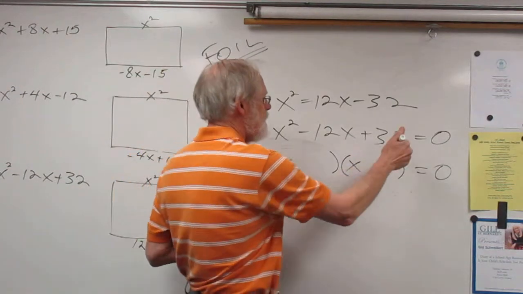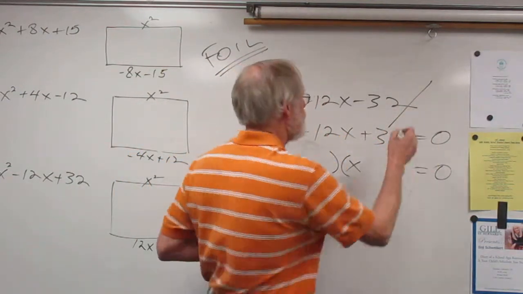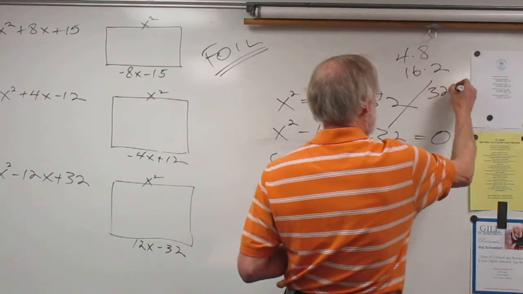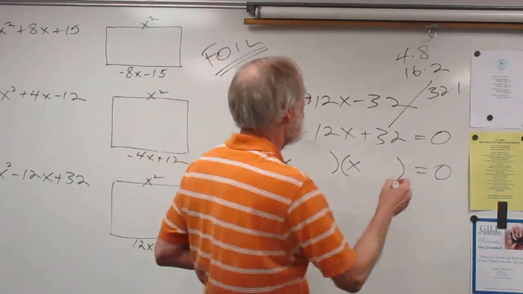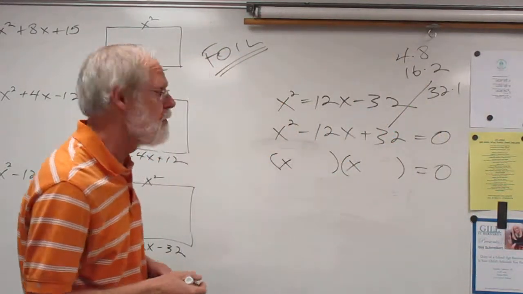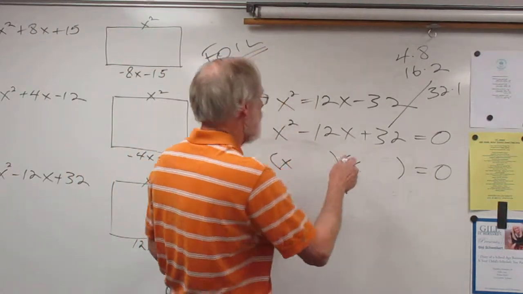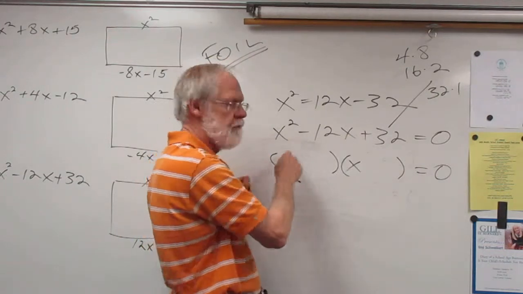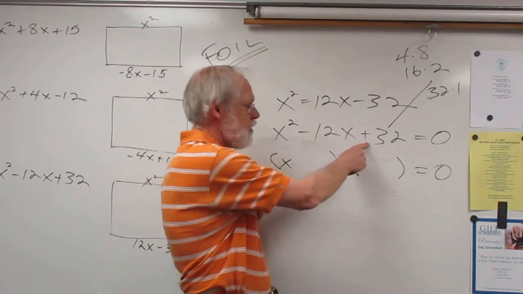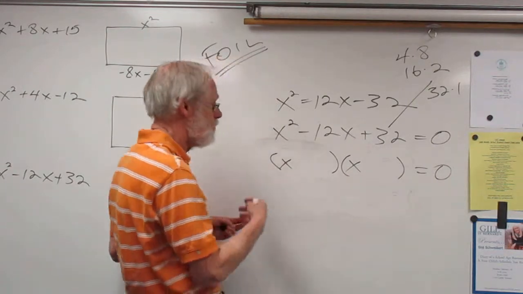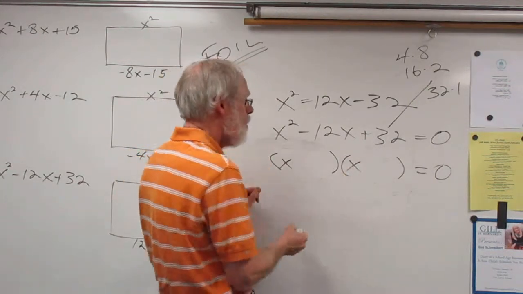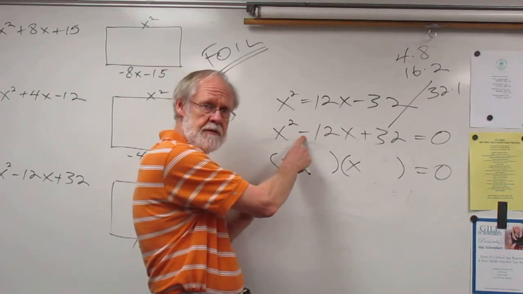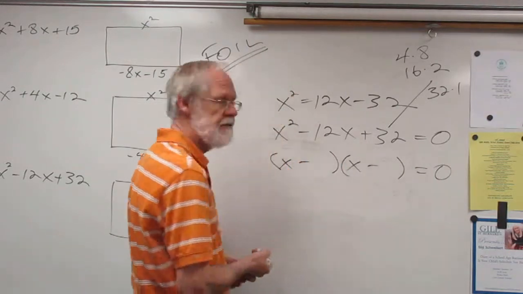Okay, I need two numbers that multiply together to give 32. So that could be 4 times 8, or 16 times 2, or 32 times 1. Okay, I think I have all three of them. Now, in the middle, notice the signs. We have a plus over here and a minus over here. The only way to get a plus here is if I multiply a plus times a plus, or a minus times a minus. In this case, it has to be a minus times a minus because the middle term is a minus.